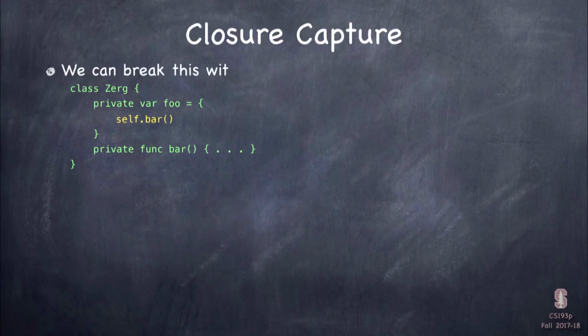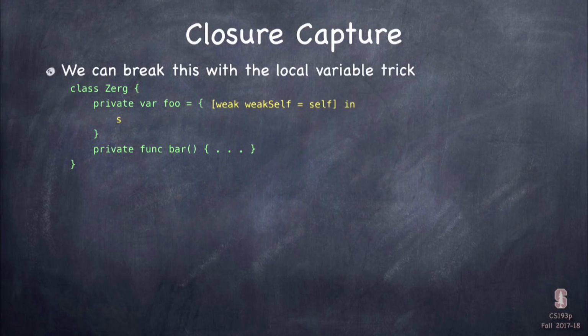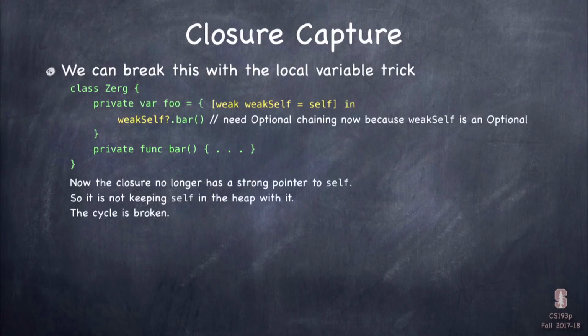Well, we're going to use those little local variables. So I'm going to create a little local variable. It's weak. I'm going to call it weak self. I'm going to set it equal to self. And then inside, I'm going to say weak self question mark, meaning optional chaining, dot bar.